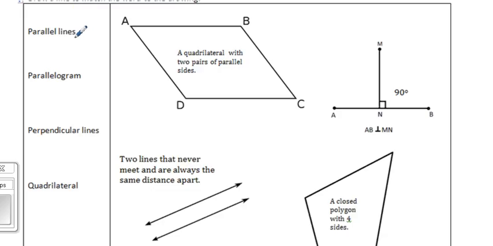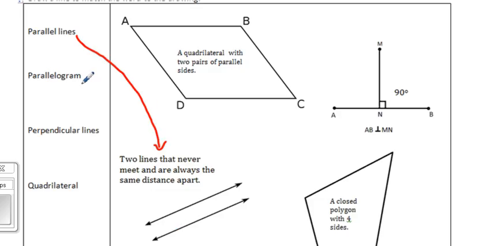So parallel lines, we've definitely heard this before, and we're going to draw an arrow down to this definition. Parallel lines are 2 lines that never meet and are always the same distance apart. So these 2 arrows here are parallel. They are always going to be this distance apart, and they will never crisscross if they go on forever and ever.